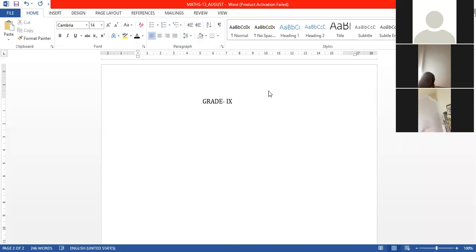After that I explained the CPCT concept, the CPCT theorem. So what is the meaning of CPCT? Corresponding parts of congruent triangles. If two triangles are congruent, their corresponding parts will be equal. This is called CPCT. And this is a very famous theorem while you are solving any questions.